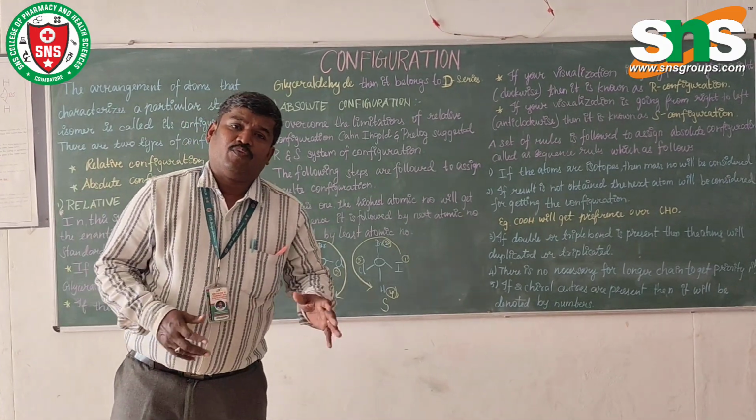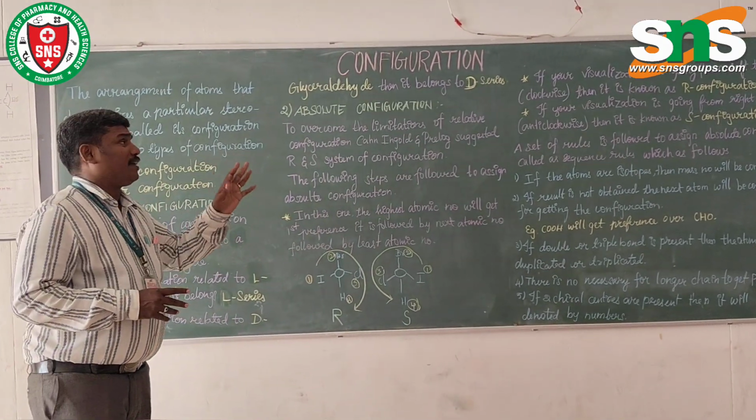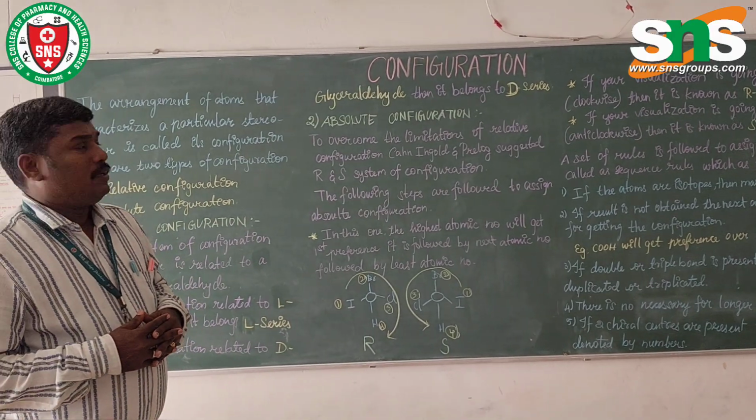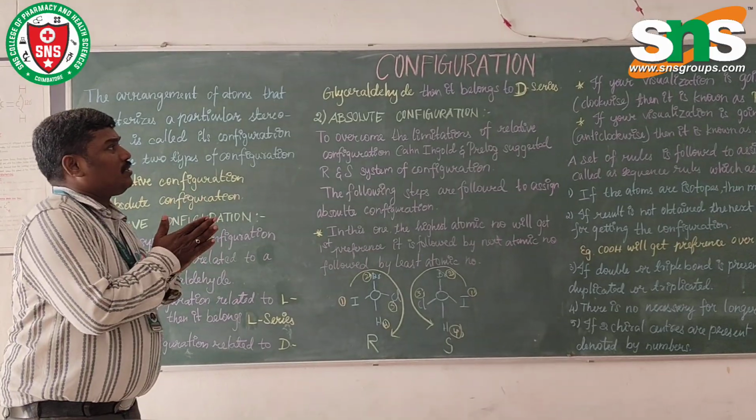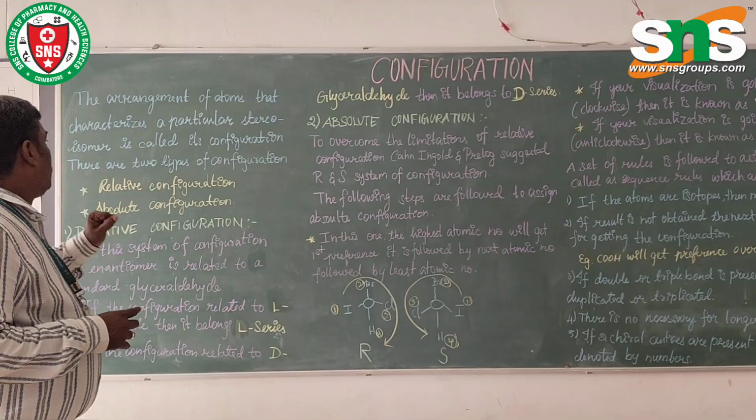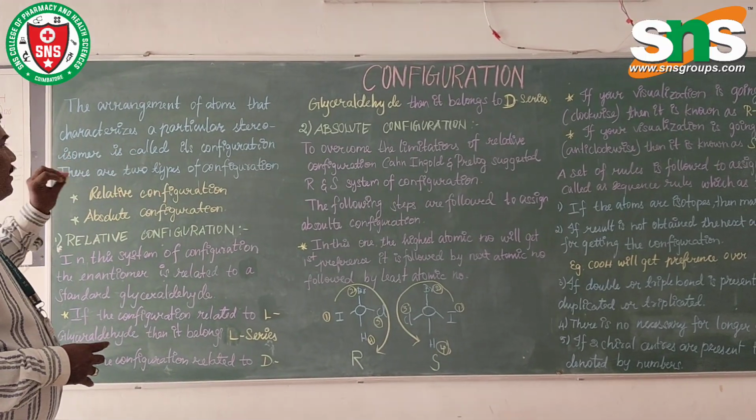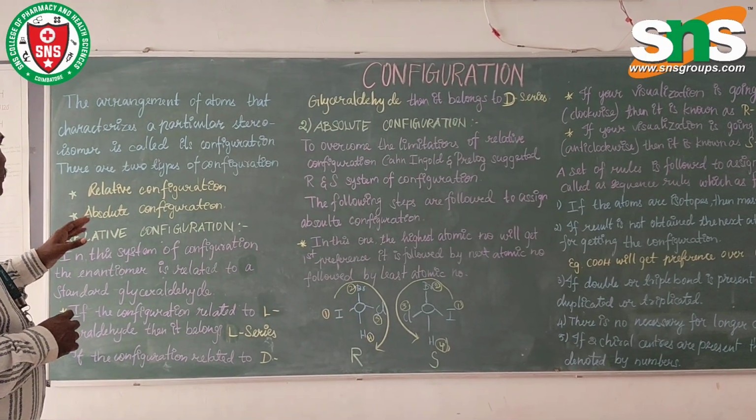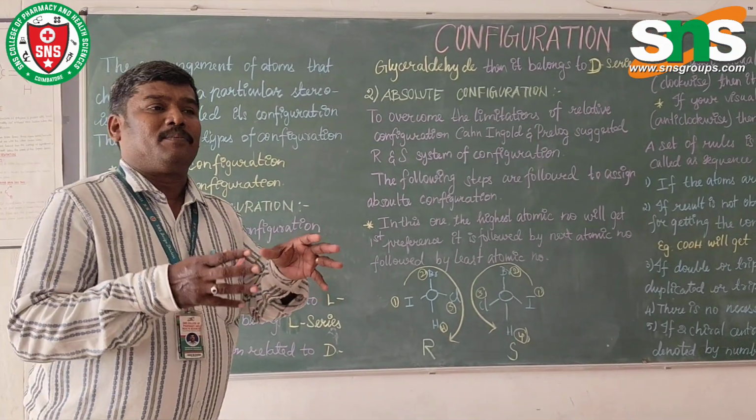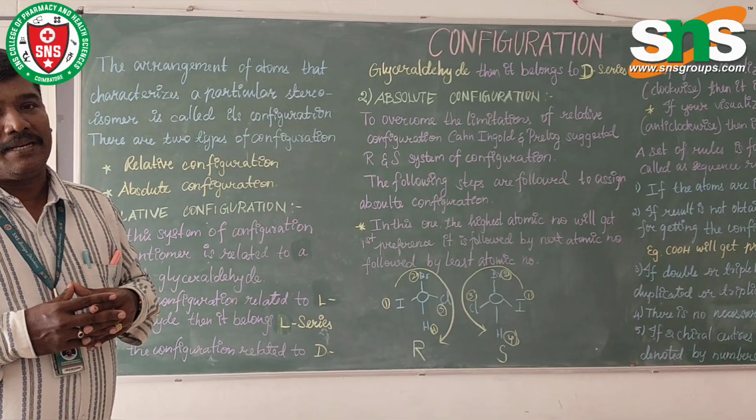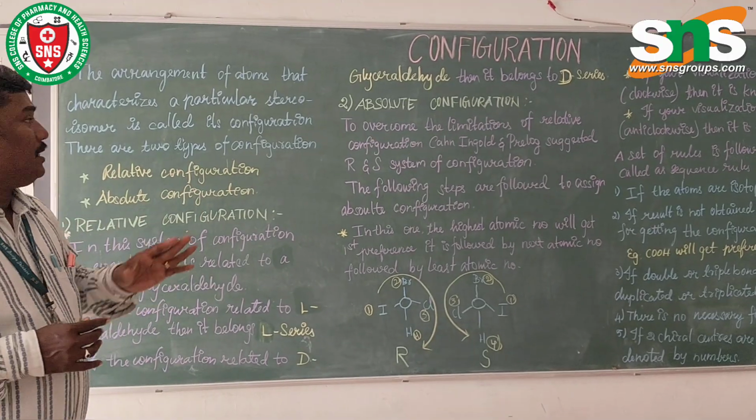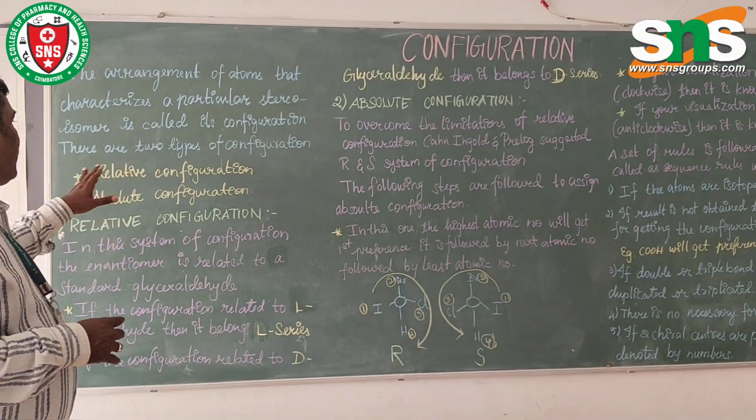Hello everyone. Now we are going to discuss configuration, which is an important chapter in optical isomers. Before discussing the various types of configuration, we have to know what configuration is. The arrangement of atoms that characterizes a particular stereoisomer is called configuration. Normally, various atoms will be attached to the carbon atom, and this arrangement will characterize a particular stereoisomer. Then it is called configuration.